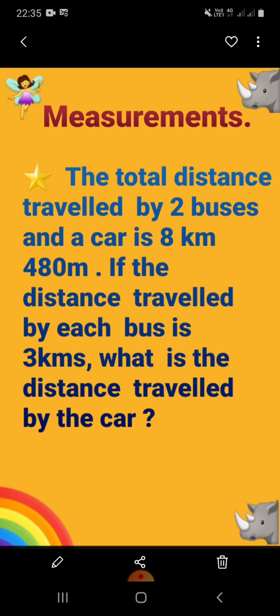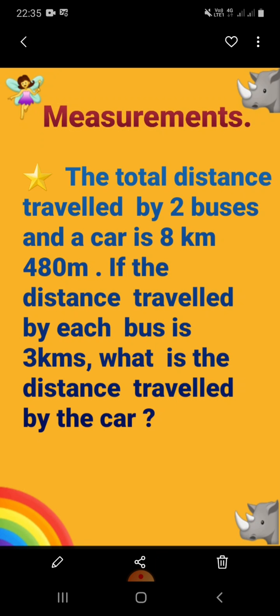This is the question. Again I am reading the question. The distance travelled by 2 buses and a car is 8 km 480 meter. This is the total distance covered by 2 buses and a car. Okay. If the distance travelled by each bus is 3 kilometers, what is the distance travelled by the car?